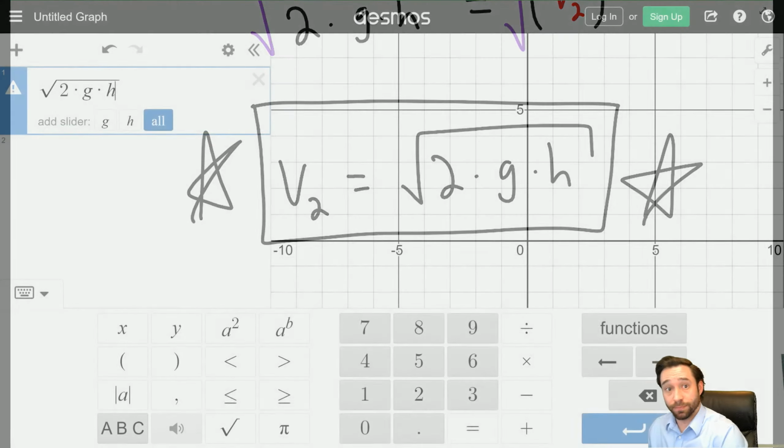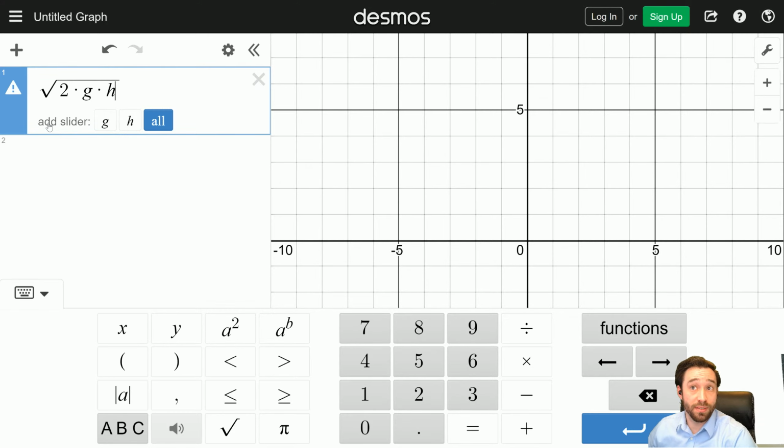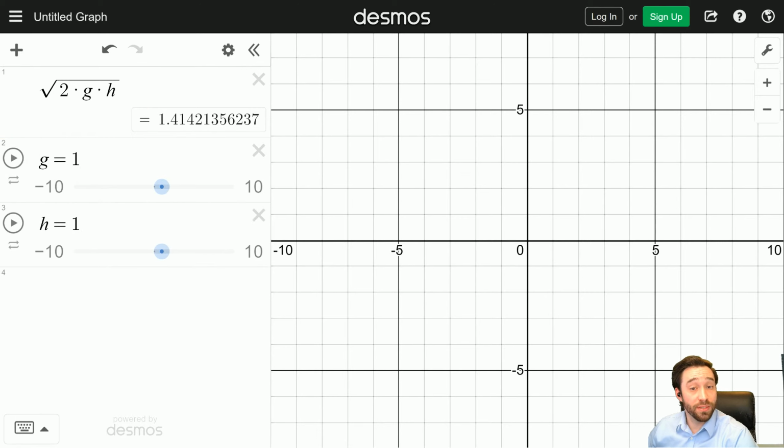What you can do is right here in Desmos, it says add a slider. If I click all, what this is doing is I can set values for G and I can set values for H, and it plugs it in automatically here and then gives me an answer. So this is when you actually look at your knowns.